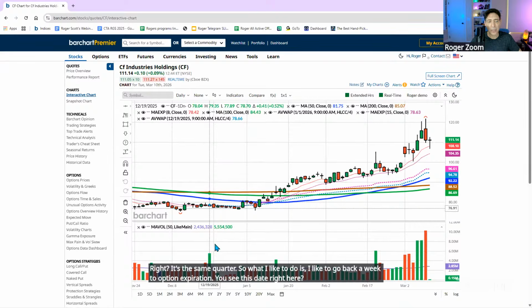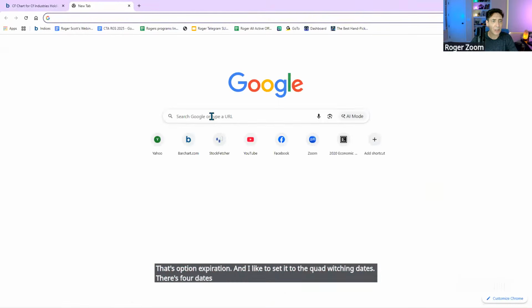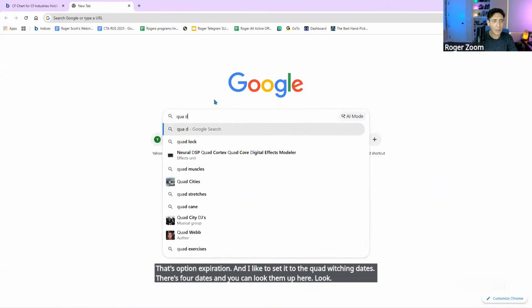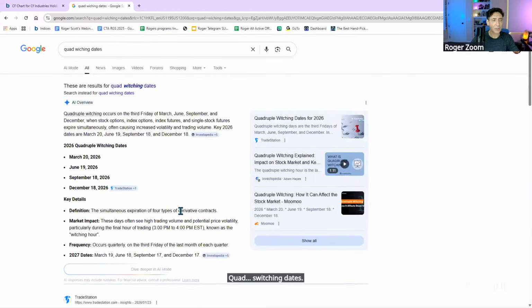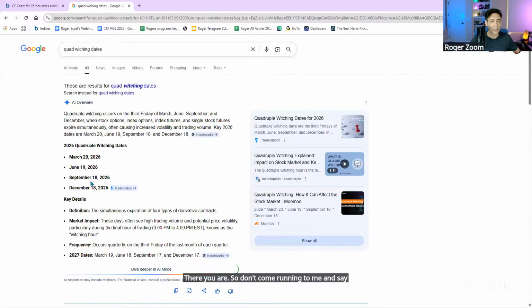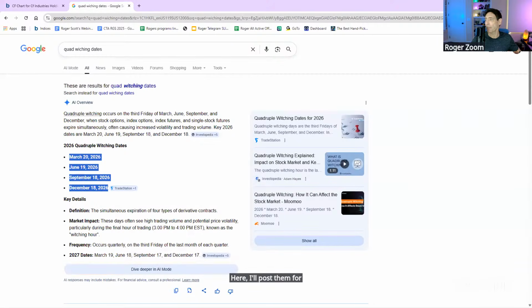That's option expiration, and I like to set it to the quad witching dates. There are four dates, and you can look them up here. Look, quad witching dates. There you are. So don't come running to me and say, what are these dates? They're right here. Here, I'll post them for you.